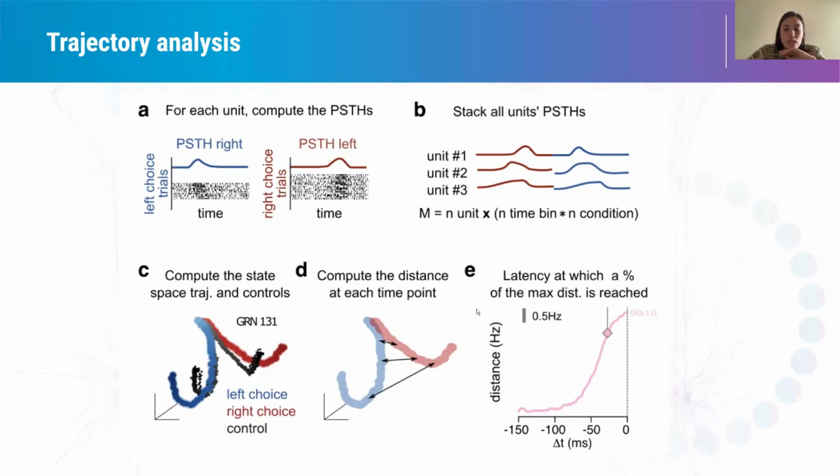In E, we show the distance between the 2 trajectories, and the point marked as a diamond is when this difference reaches our defined significance level. In this region GRN, around 30 milliseconds prior to the mouse actually moving the wheel, we see that the decision has already been made. The choice to move the wheel left or right has already been made.